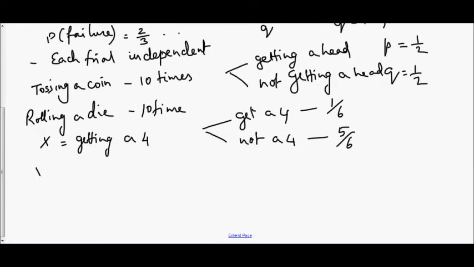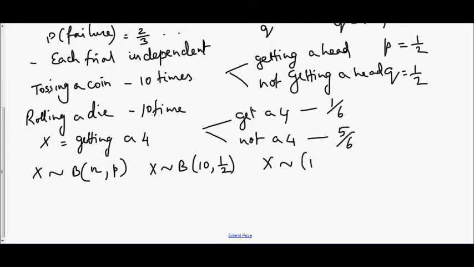So the notation for binomial distribution would be: a random variable x follows a binomial distribution with n trials and p as the probability of success. In the above case, x was following, for tossing a coin, 10 trials with the probability of success as half. The second case, for rolling a die, we did with n equal to 10 times, and the probability of success was 1 over 6, because getting a 4 was considered to be the success in this case.